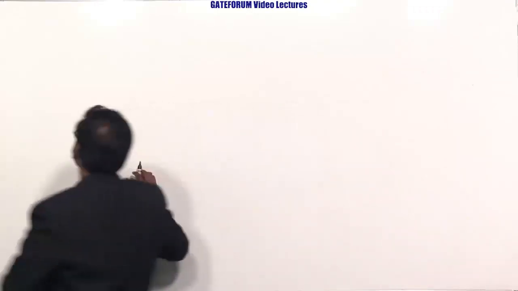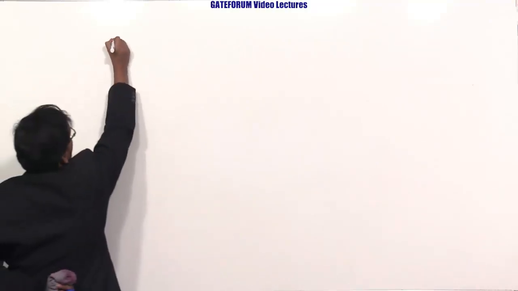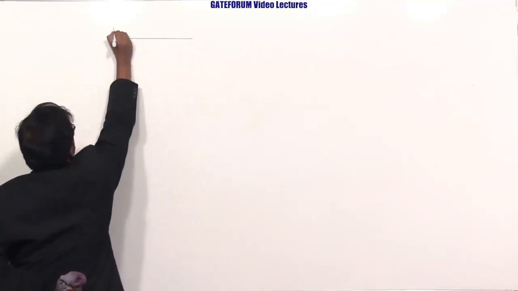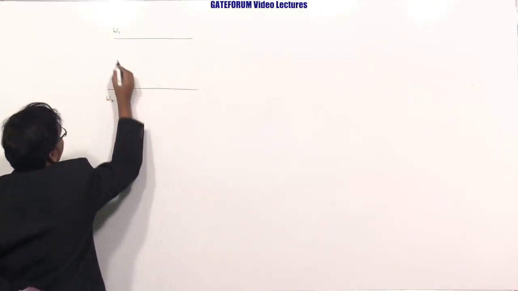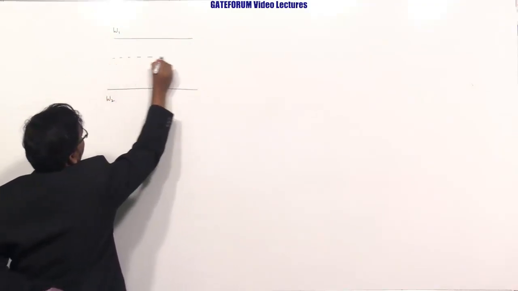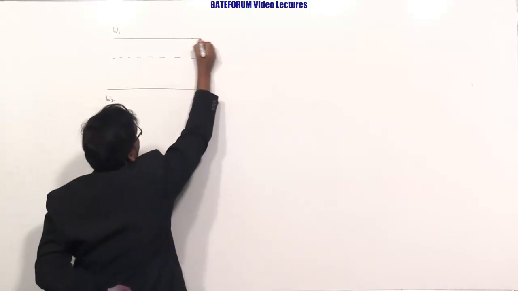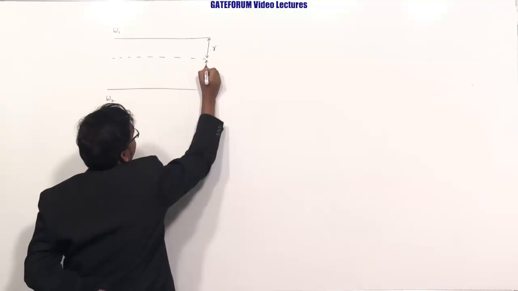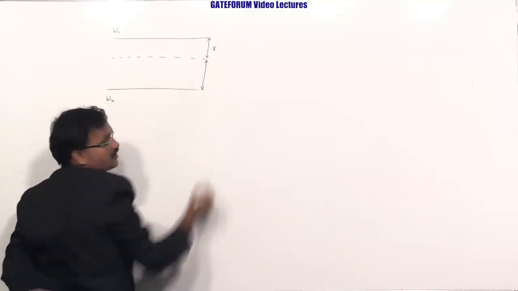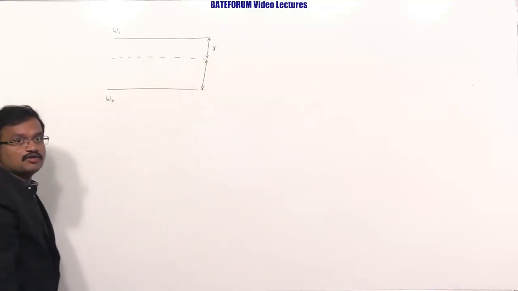Now see here, they have given two identical copper wires W1 and W2 placed like this. So here this is W1 and here another wire W2 is present like this. The distance from here to here is r, and the overall distance is 4r.